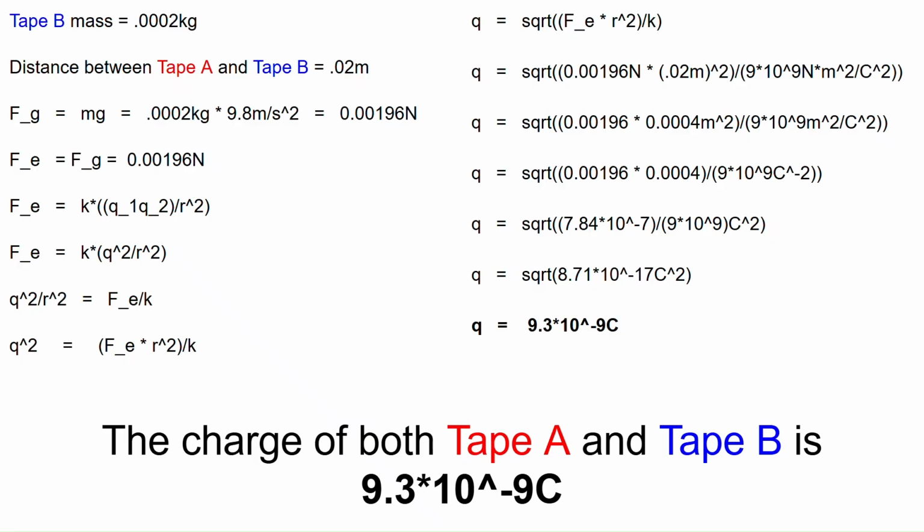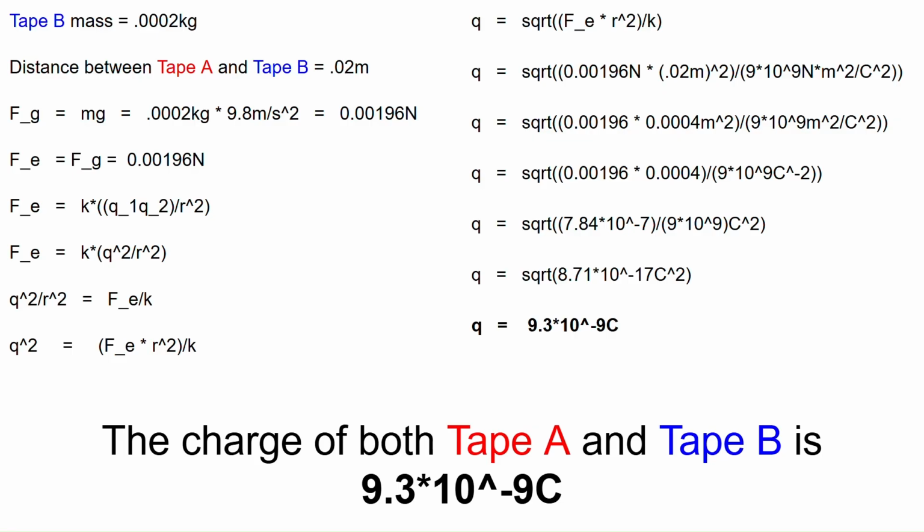And here are the calculations. As you can see, we put the mass of tape B into the gravity formula to find the force of gravity acting upon it, and due to the fact that the only other force acting on it is the electric force from tape A going in the opposite direction, we know the magnitude of these two forces are equal.